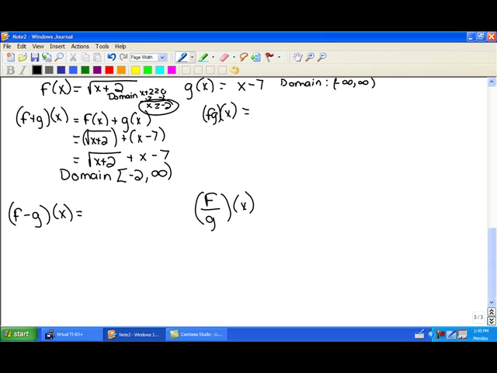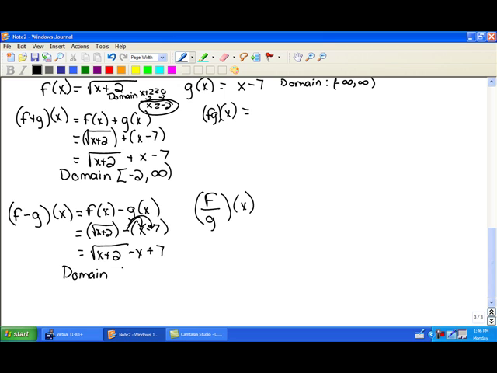If we look at the subtraction of these two functions, we'll have f of x minus our g of x. Substituting in, we have the square root of x plus 2 minus the x minus 7. Remember, we need to distribute on this one, so we still have the square root of x plus 2 minus our x plus our 7. Again, we can't combine any like terms, but because we have that radical, our domain, like we solved before, is still going to be starting at negative 2, including the negative 2, and going to positive infinity.